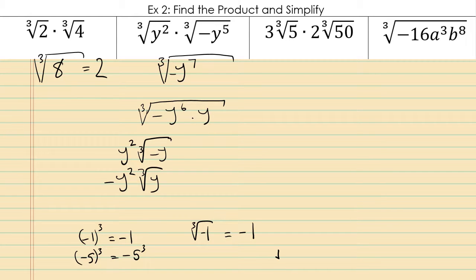Our goal is to simplify everything that's inside the cube root as much as possible, because cube root of negative 1 can also be simplified. That's why we would have to take the negative outside as well.